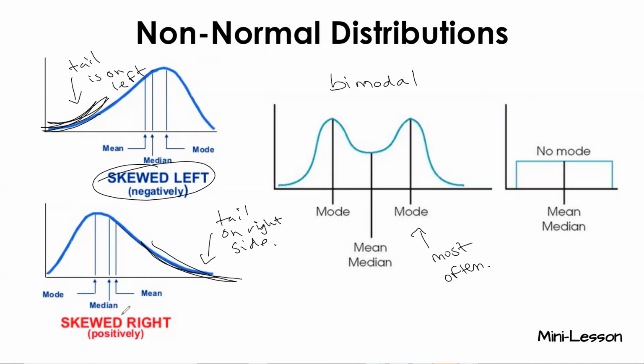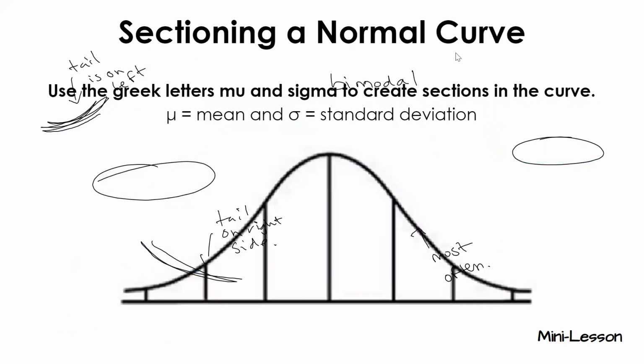For my right skewed, your median is going to be, again, near that little hump, and then the mean is going to fall to the right of it. No mode is going to just be this little box. You don't have to learn this part. But it is possible that you have no mode. That would just be consistent data. Like if you got a 40, 50, 60, 70, 80, 90, 100. Yeah, that would not be so great.